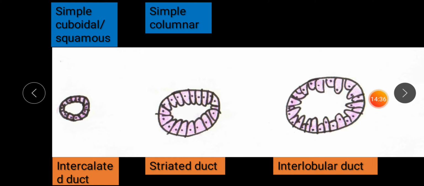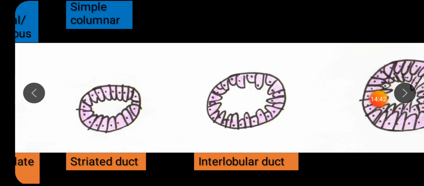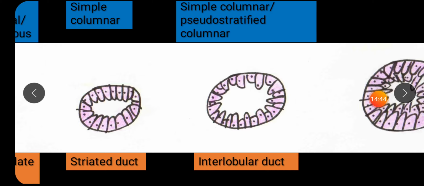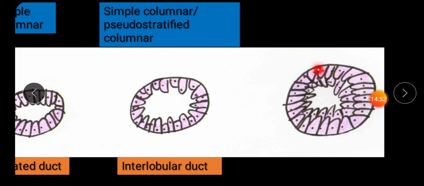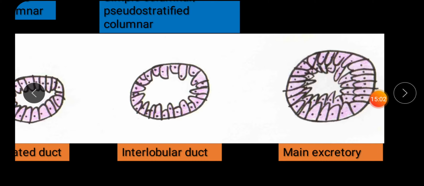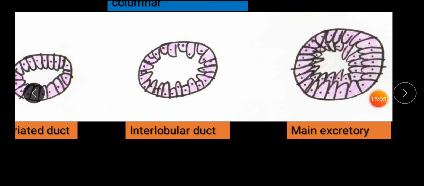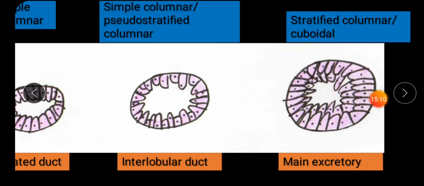Next one, that is the interlobular duct. Here you can see the wall of this interlobular duct is lined by simple columnar or pseudostratified columnar type of cells. And last, you can see multiple layers within the wall of this duct, and that is known as the main excretory duct. So multiple layers are there, so you can term this epithelial wall as stratified columnar or cuboidal.